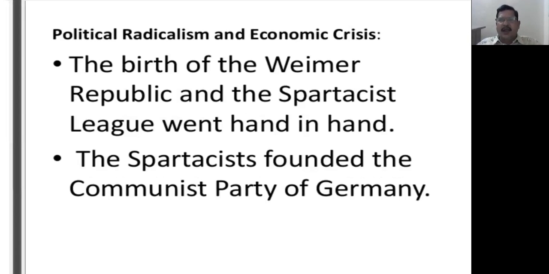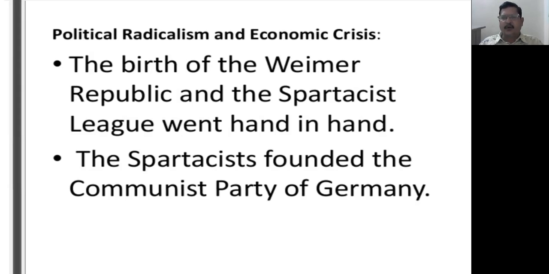Political radicalism and economic crisis. Political radicalism means political people became violent. They were on the verge of violence, and there was an economic crisis. The economy was completely down. The birth of the Weimar Republic and the Spartacist League went hand in hand. These were two organizations in Germany, and when the Weimar Republic was started, the Spartacist League was already there. They formed together and went hand in hand.